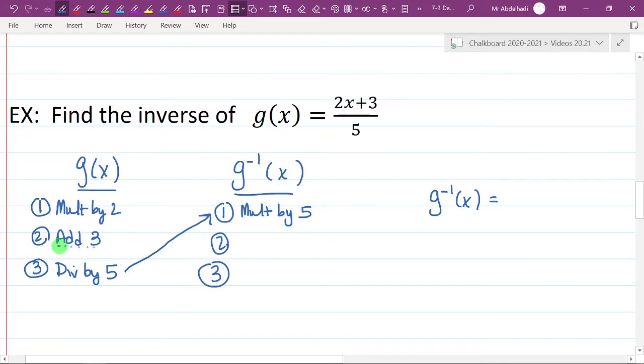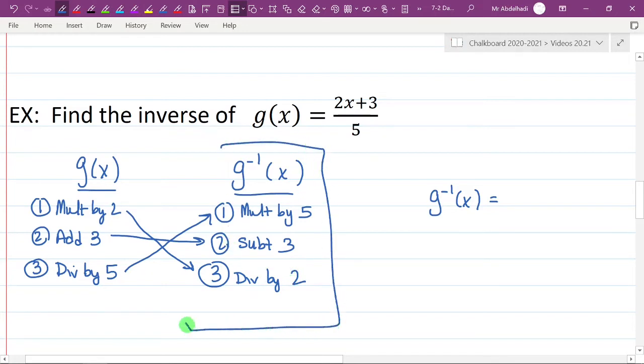Then what's the opposite of adding 3? Subtract 3. That's going to be the middle one. And then finally, this will be over here. What's the opposite of multiplying by 2? Divide by 2. So here we go. That's your inverse right there written verbally. But now we need to write it algebraically. Okay? So we're 2/3 of the way done.